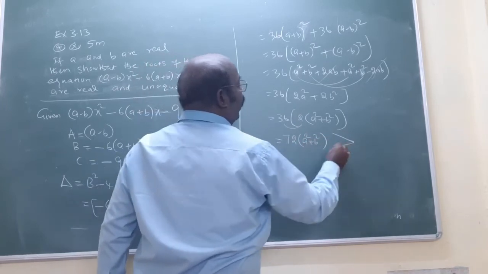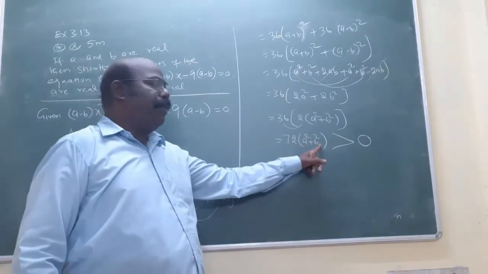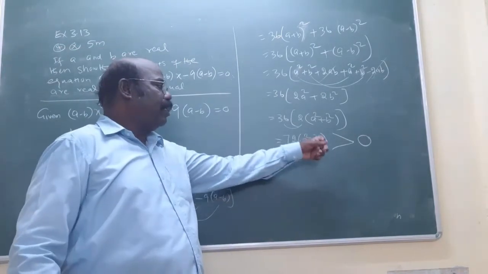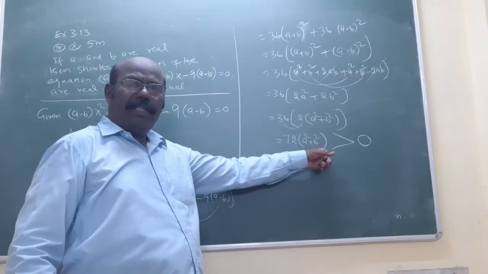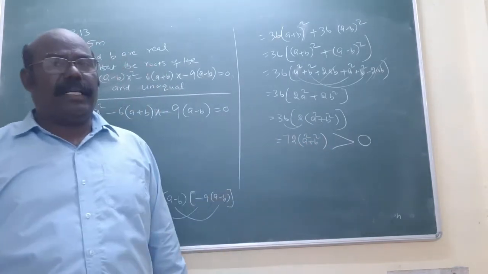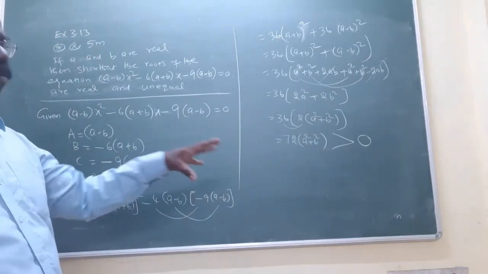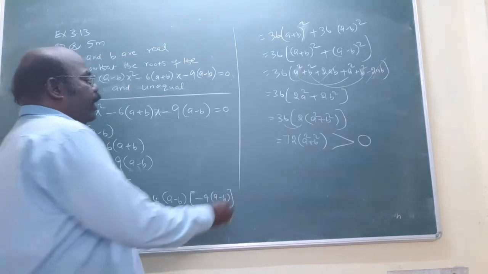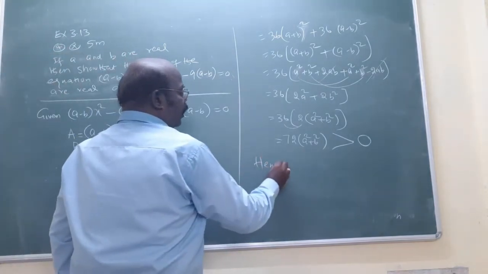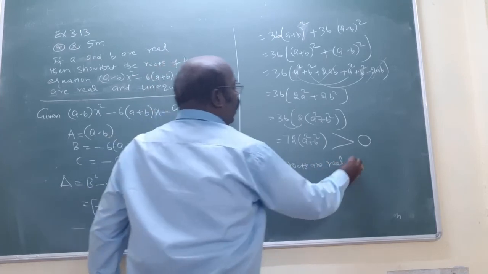It's always positive. What is the reason? Suppose a is negative, b is negative. Squaring, both are positive. Adding both, positive. Multiply 72 by a positive, so automatically it will definitely be positive, that is more than 0. Therefore, hence the roots are real and unequal.